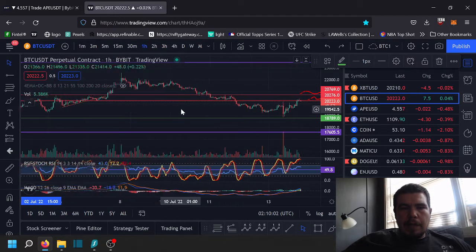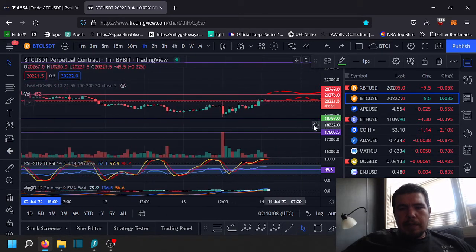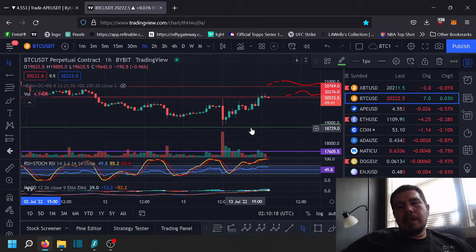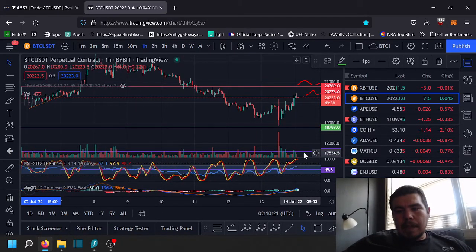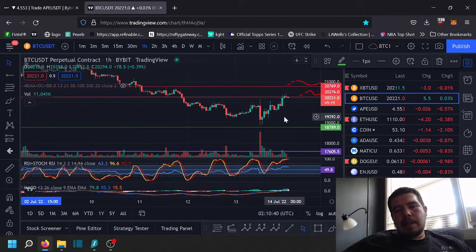So if we break a dollar below this line right here, say if we break like 18,700, I feel that we're really gonna retest our 17,600, but we have to break below this area here, right? 18.5, just say 18.5, 18.6. If we break below that area, then yeah, we're gonna retest 17.5 again. That's a really high probability.